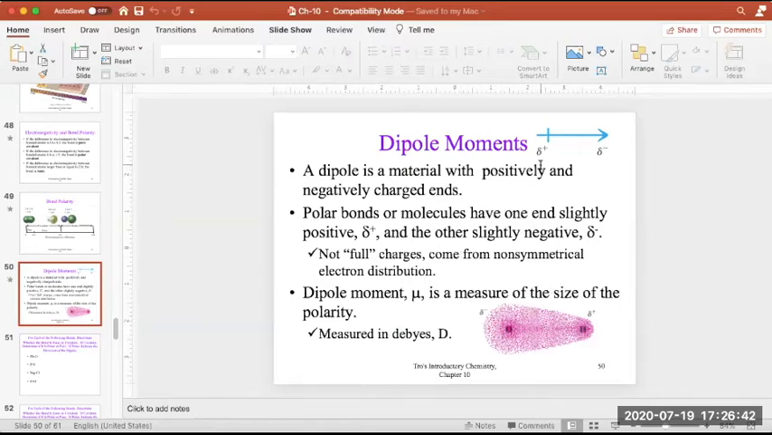And the important thing that you need to remember is that the dipole moment has a directionality, meaning you will always show a dipole moment going from positive to negative. This is important. So the dipole moment always goes from positive to negative. So you will always show the dipole moment with an arrow. So this is important.